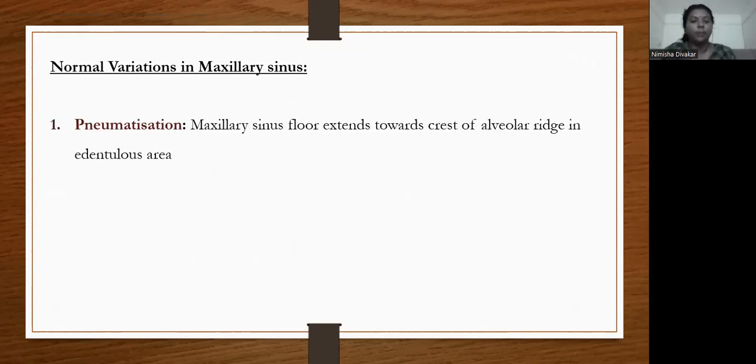First one is pneumatization. If a patient has teeth extracted, there will be a missing tooth area, that is, an edentulous area. So, after posterior tooth extraction, in the edentulous area, the maxillary sinus floor extends towards the crest of the alveolar ridge, which is called pneumatization.